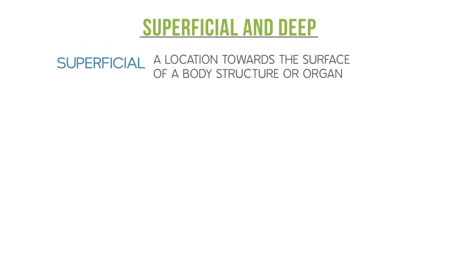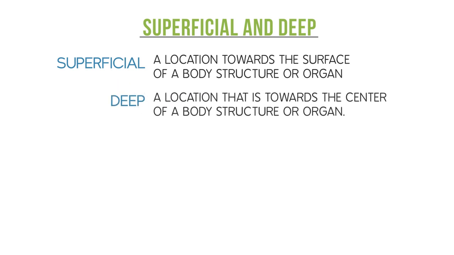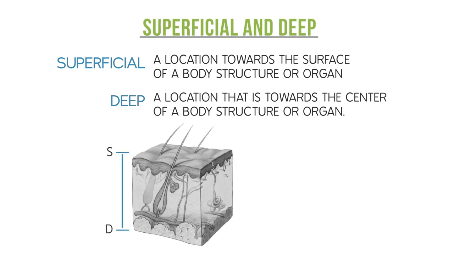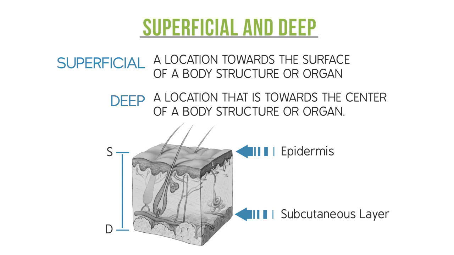Superficial and deep are the last two directional terms we will cover. Superficial refers to a location towards the surface of a body structure or organ, while deep is concerned with the location that is towards the center of a body structure or organ. For instance, if we look at a cross-section of the skin, the top skin layer, called the epidermis, is superficial to the subcutaneous layer. The subcutaneous layer is considered deep to the epidermis.